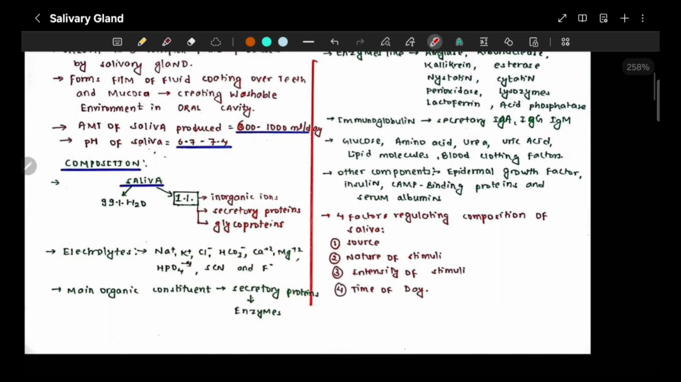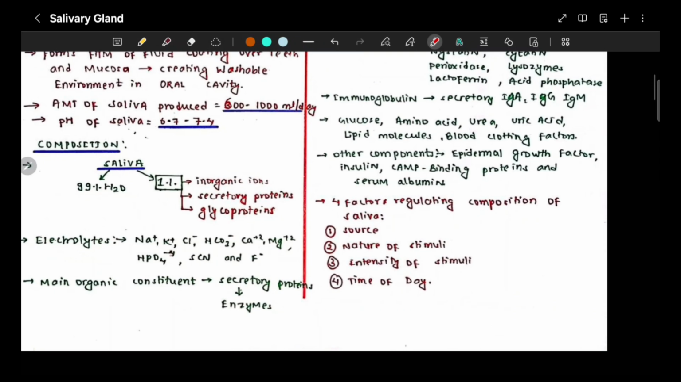Now we will move to another part: there are four factors regulating the composition of saliva. I have mentioned the more important factors here, but there are lots of factors that affect the composition of saliva. The four major factors are source, nature of stimuli, intensity of stimuli, and time of day, that is, the time at which the saliva is being produced, which also determines its composition. You can just remember these four factors: source, nature of stimuli, intensity of stimuli, and time of day.